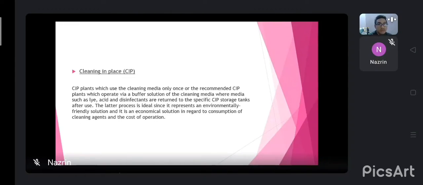Then we will go to cleaning in place, CIP. There are CIP plants which use the cleaning media only once, or recommended CIP plants which operate via a buffer solution of the cleaning media, where media such as lye, acid, and disinfectant are returned to the specific CIP storage tank after use. The latter process is ideal since it represents an environmentally friendly solution, and it is an economical solution in regard to consumption of cleaning agent and operating cost.